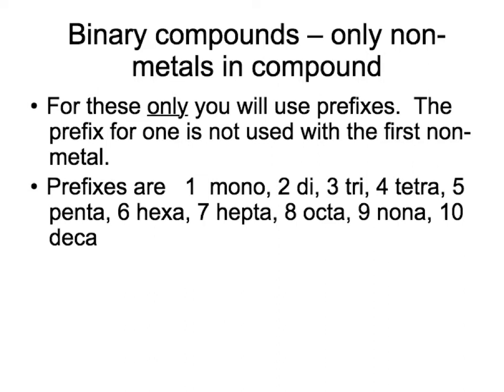Okay, now the prefix for one is not used with the first nonmetal, so we never, for instance, see this is carbon monoxide, but we don't say monocarbon monoxide, we just say carbon monoxide. So if there's just one of the first, we don't use that mono term. If there's just one of the second, then we do use the mono term. The prefixes, one will be mono, 2 di, 3 tri, 4 tetra, 5 penta, 6 hexa, 7 hepta, 8 octa, 9 nona, and 10 deca.